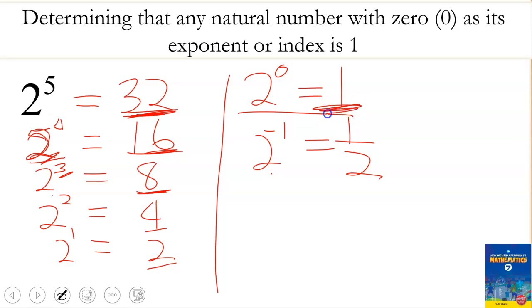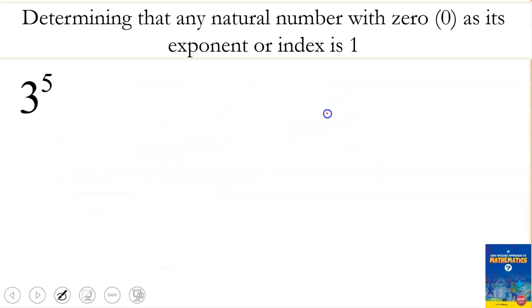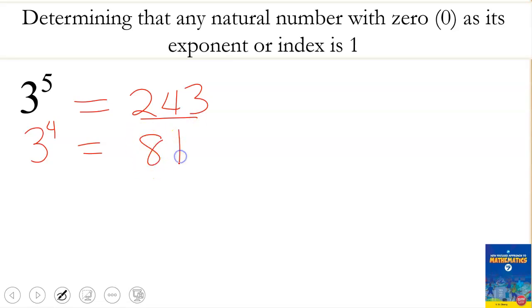Now, what will happen if I try with a different number? Let's say I try with 3. I know if I have 3 exponent 5, we did that earlier, that gave us 243, right? Then when I reduce this one to power 4, exponent 4, it means we divide here by 3, right? And when we do, we get 81.